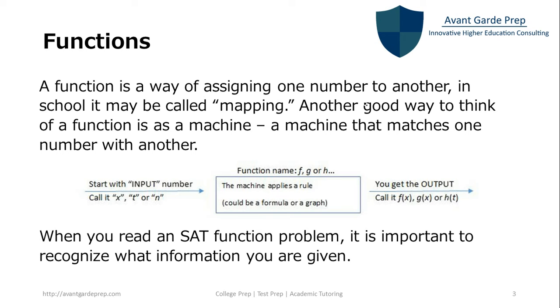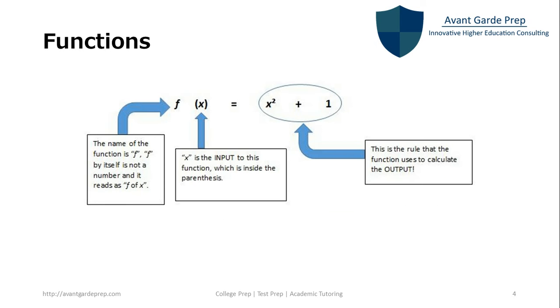Let's take a look at the common format of a function. Here you can see f of x equals x squared plus 2. This f signifies that it's a function, and then the x in parentheses is the input. So the standard form of this is f of variable x, and the rule is x squared plus 1. So this is the output.